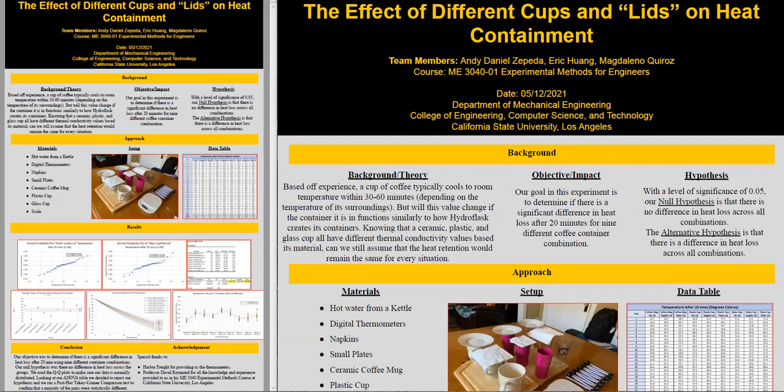Now, our goal for this experiment is to approach this question using 9 groups consisting of 3 different containers and 3 different lids. Our null hypothesis for this experiment is that, with a level of significance of 0.05, there will be no difference in heat loss across all combinations, as well as our alternative hypothesis that there is a difference in heat loss across all combinations.